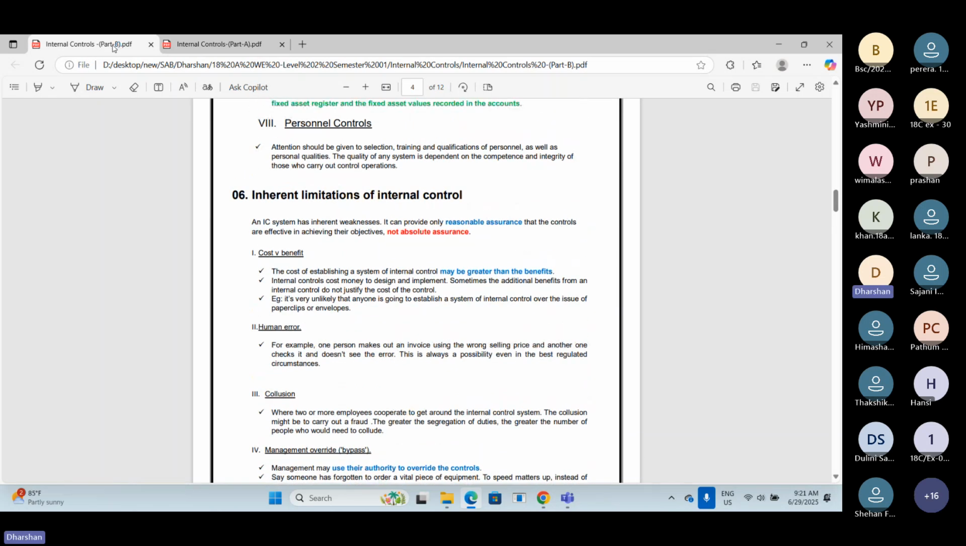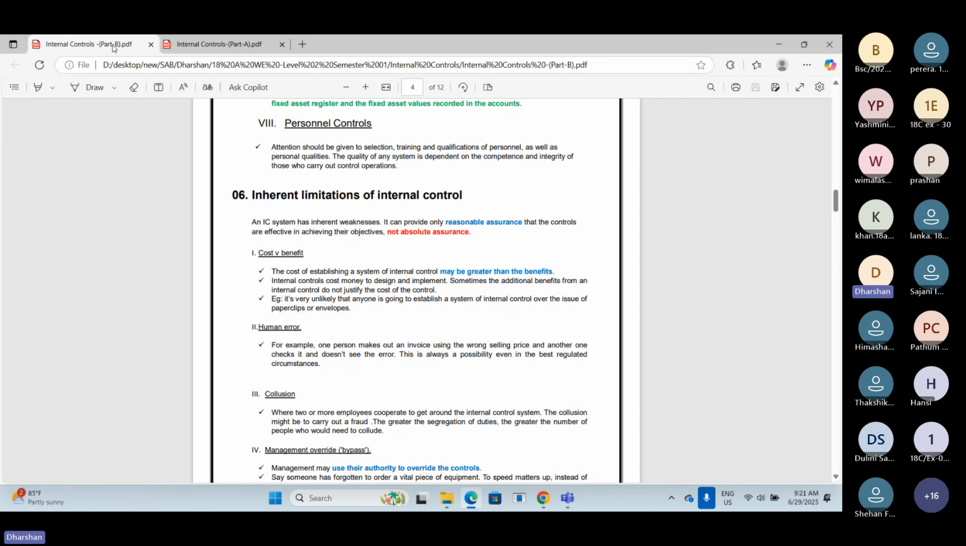Next topic, sixth topic is inherent limitation of internal control. Inherent limitation of internal control. Carefully listen. This is also a most important topic when it comes to internal control. Before discussing these reasons or inherent limitations of internal control, I want to brief certain thing.